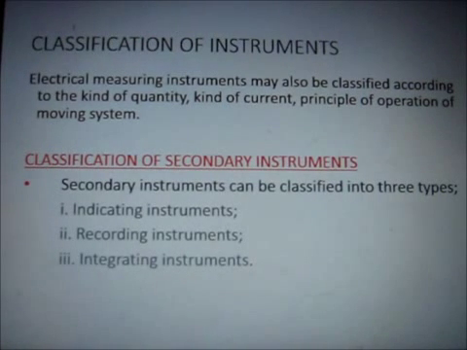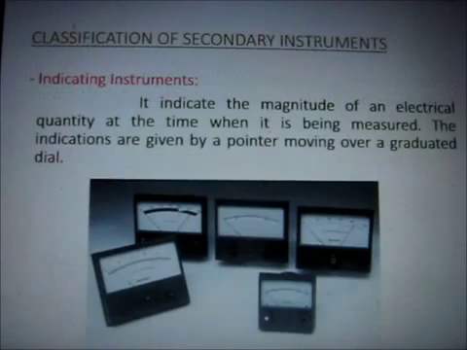Electrical measuring instruments may also be classified in terms of the quantity, the kind of current and the principle of operation. These are the basic divisions of instruments. Suppose we consider classification of secondary instruments. This can be of three types: indicating instruments, recording instruments and integrating instruments.